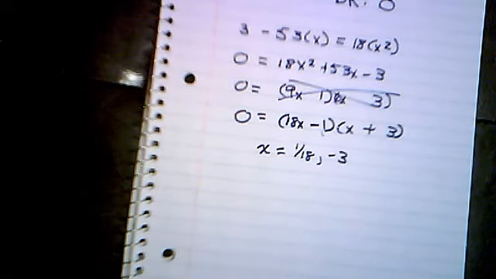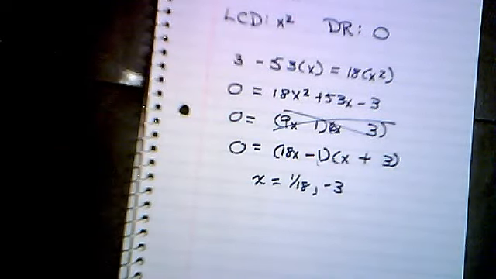Now remember that we have to check against our domain restrictions. Our domain restriction was 0. Neither one of these is 0, so we're allowed to use both of them in our solutions.